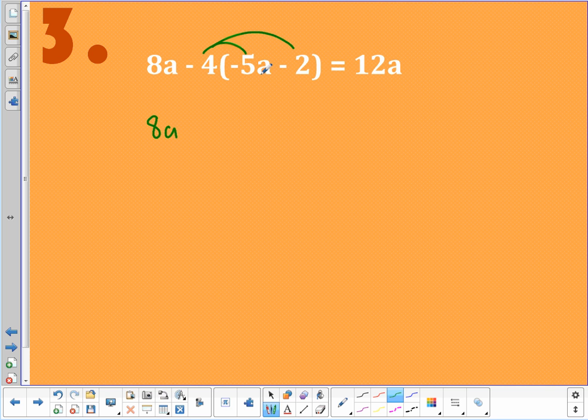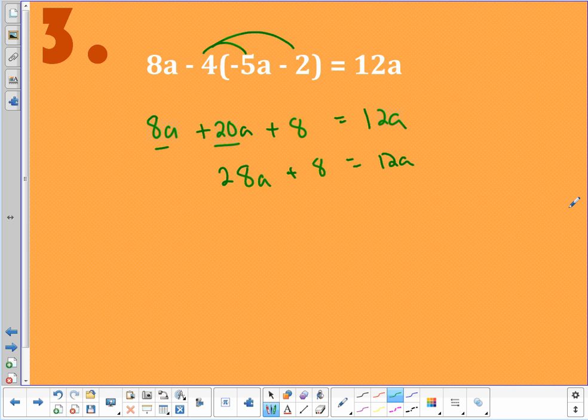Then I have -4 times -5, which is positive 20a. Then negative 4 times negative 2, which is positive 8, is equal to 12a. I have a couple like terms here, 8a and 20a. So 8a plus 20a gives me 28a plus 8, still equal to 12a.